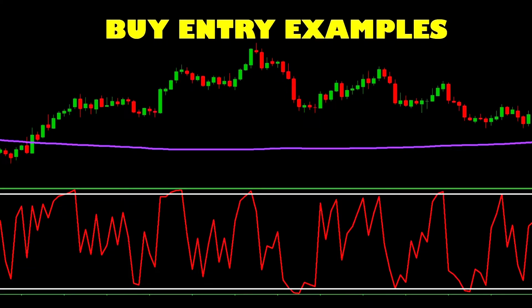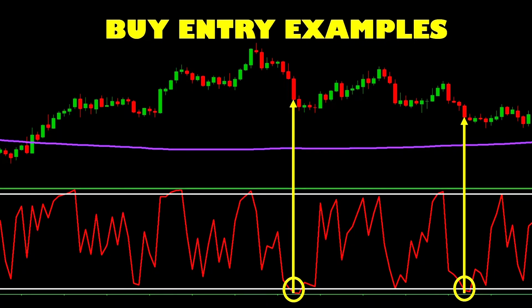A couple entry examples here then. Price is currently above the 200 period moving average, meaning that the market is in an overall uptrend, so we are on the lookout for buy trades. And our signals come when we see where the RSI closes below that reading of 5, so at the close of those candles would be where we make our entries.